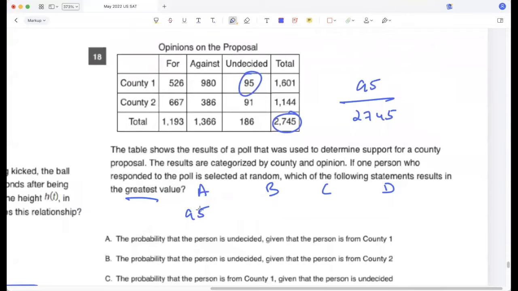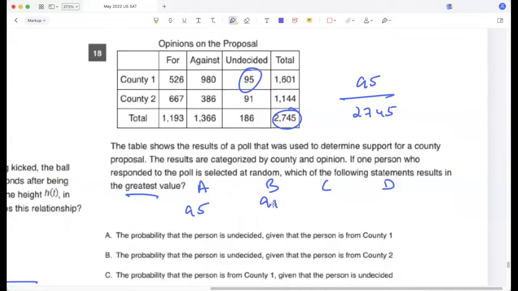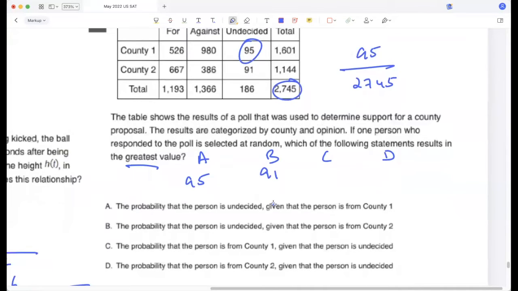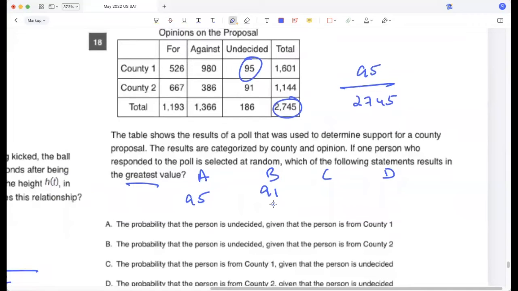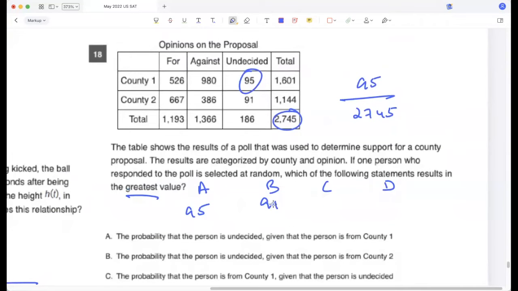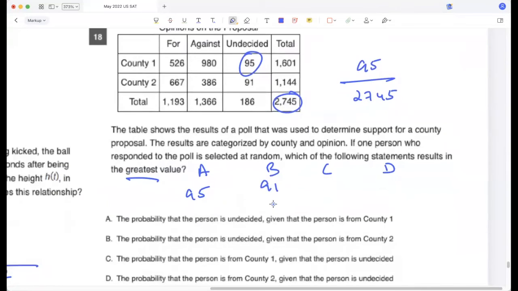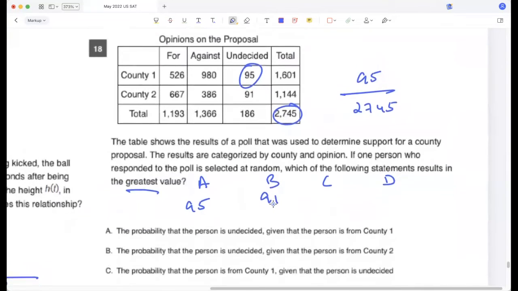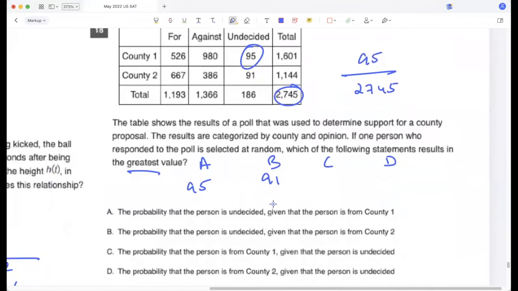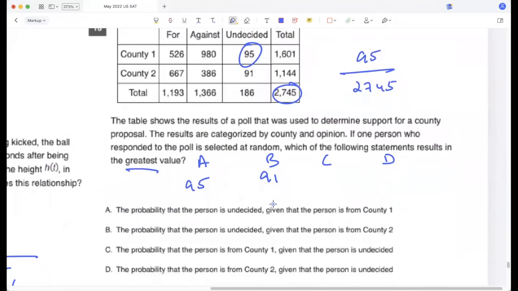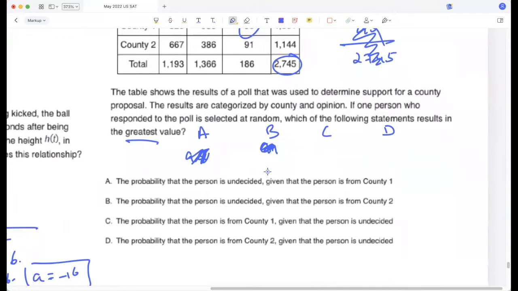Undecided from county 2 is 91. Given that the person is undecided, wait. Okay, no, this will not be. Okay, sorry. We'll have to change some values, I think.